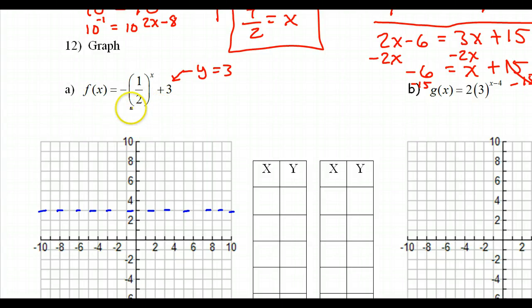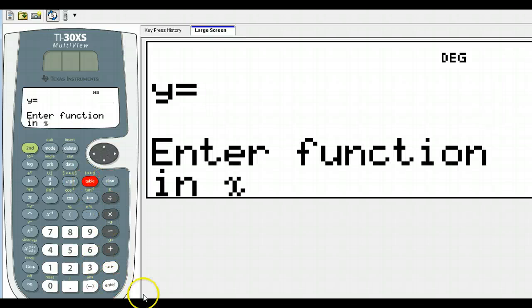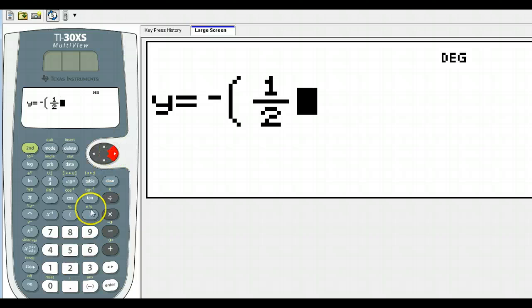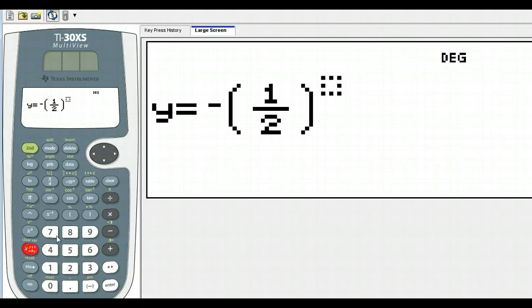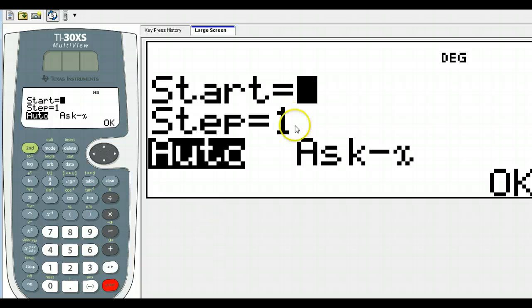Okay, for the rest of it, I'm just going to put this in my calculator. Okay, turn to your TI-30 XS Multiview. Hit the table button, of course, and then just start typing it in. So we'll have negative, parentheses, 1/2, close the parentheses, to the x power plus 3. So there's my x power, plus 3. So just type it in. Okay, you can start at 0, it doesn't matter, we'll scroll around.